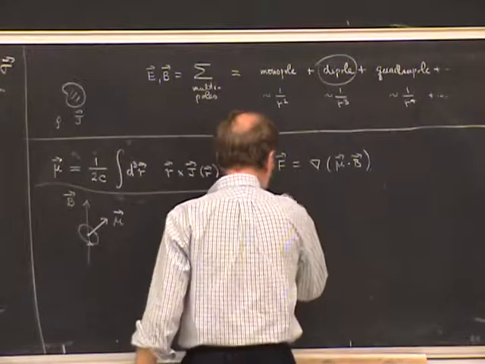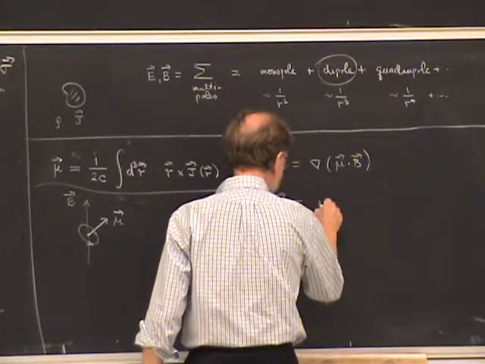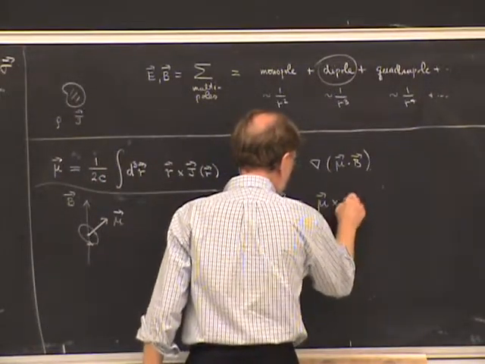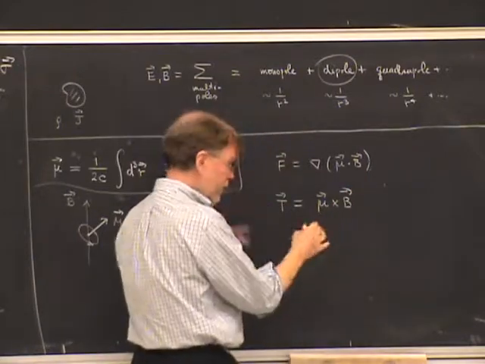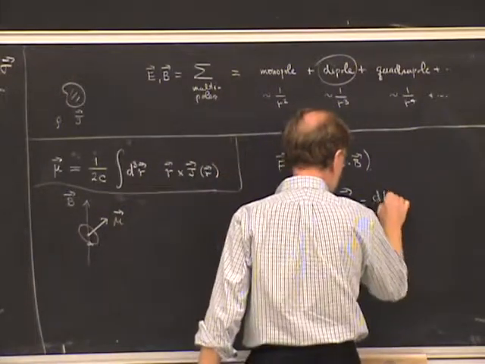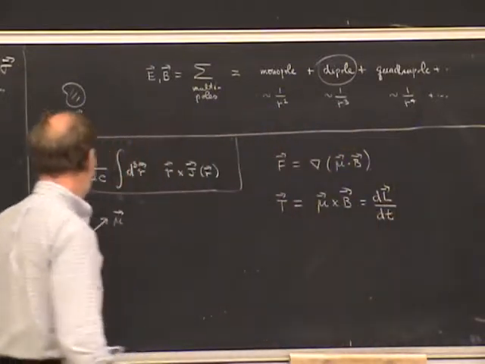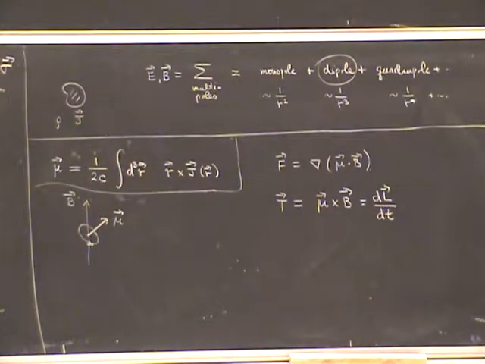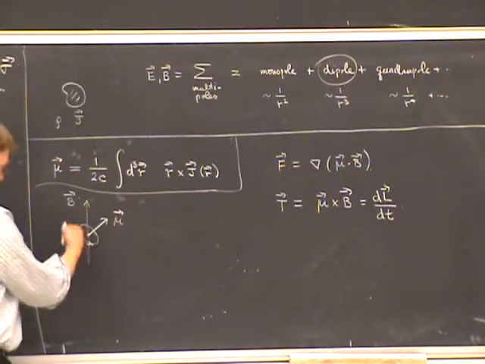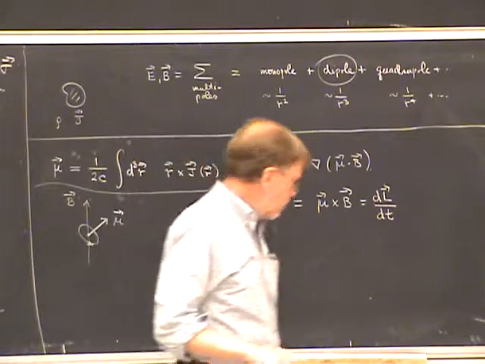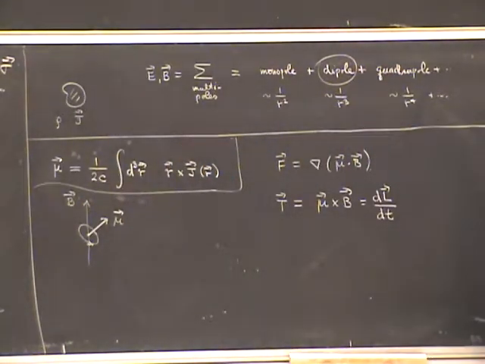There's also a torque on the dipole which you can calculate, and this is mu cross B. The torque is, of course, since this is classical mechanics, the same thing as the time derivative of the angular momentum of the dipole. Now, the torque brings up the question of what is the angular momentum of the dipole. This is still doing classical mechanics.